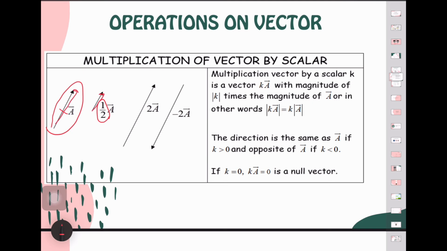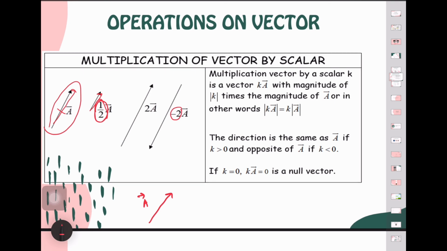Okay, if you multiply your vector with a negative value, it will change the direction. The direction is the same if k is greater than 0, meaning your scalar is positive. But if your scalar is negative, you will change the direction. For example, if you have a vector A here, then you times it with the scalar negative half A. What will happen to your vector is it has half of the magnitude of the original A, and the direction changes to the opposite direction because the scalar is now a negative value.